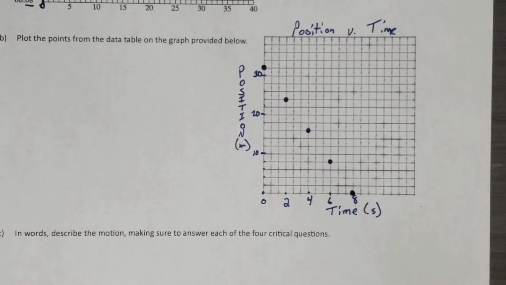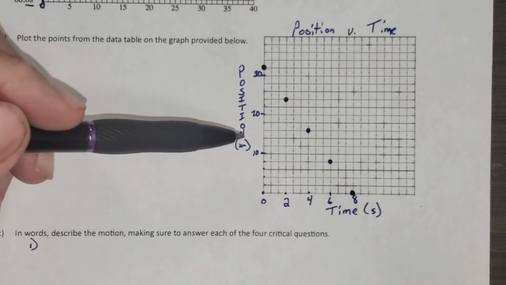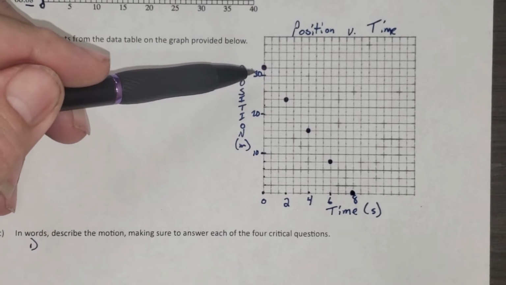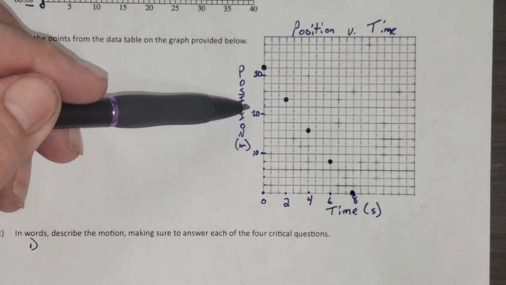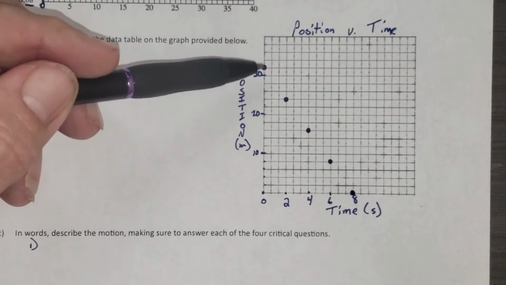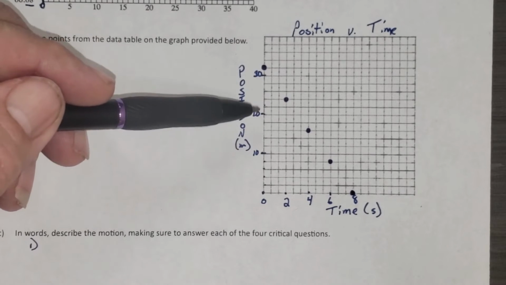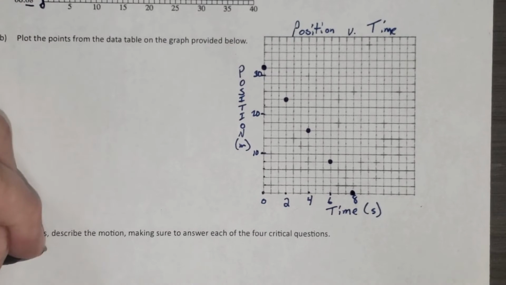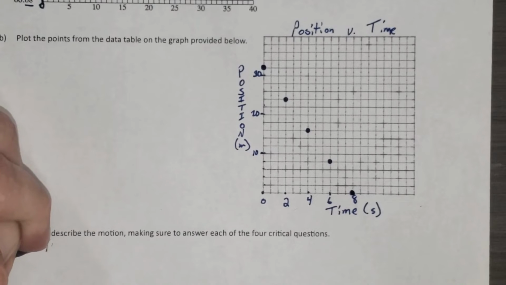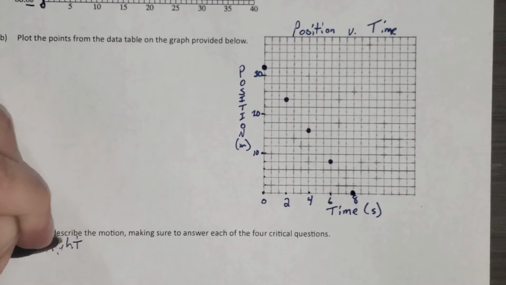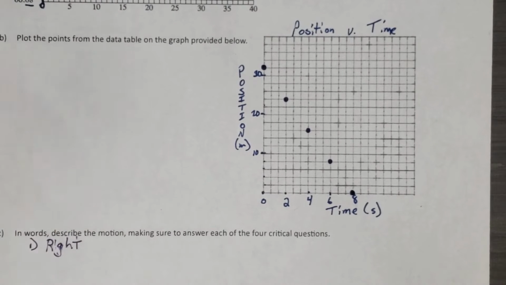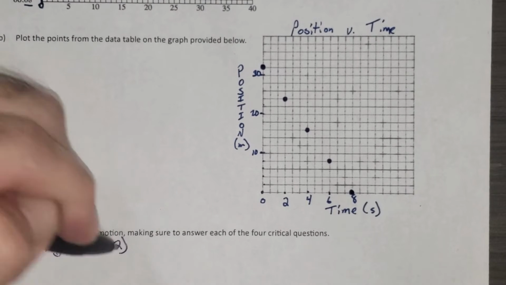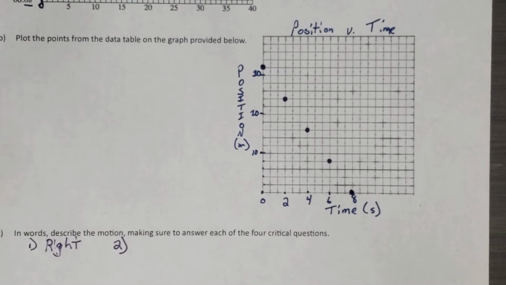Now, let's answer the 4 critical questions for this graph. So our first critical question is where we begin. So we can see that we are starting here at 32. We are to the right of the origin because this is positive. So if we were to imagine this is a number line, this would be to the right on the number line because it's a positive value. So we are right.